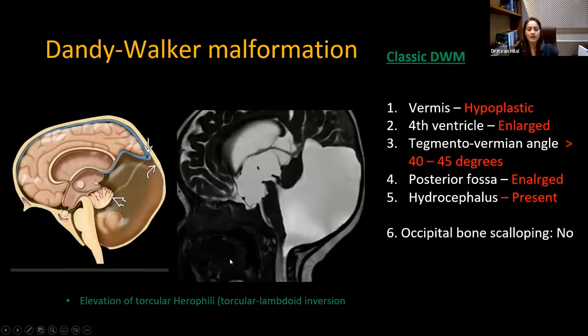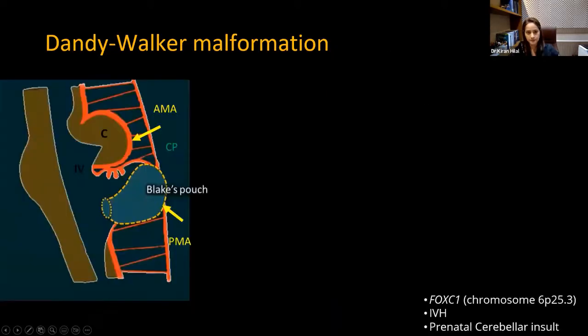And always remember that the torcula and the lambdoid relationship is always reversed, especially in cases of classic Dandy-Walker. You can see the torcula up and the suture is down here. That's what we are talking about when we say there's an inversion of the lambdoid and torcula relationship.